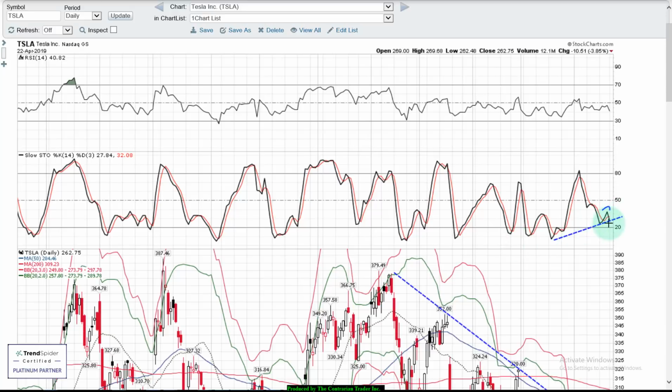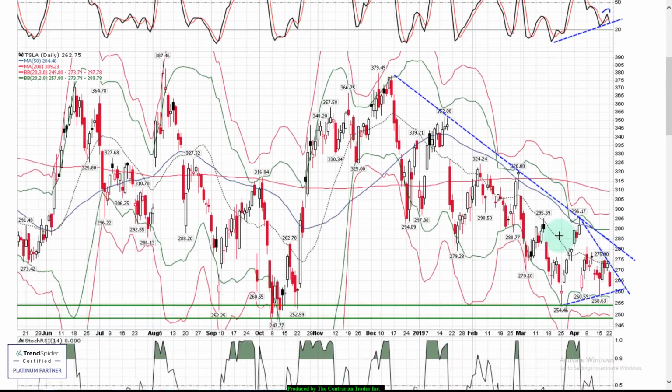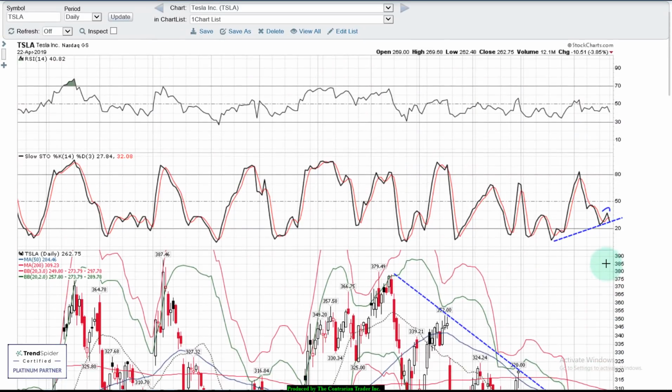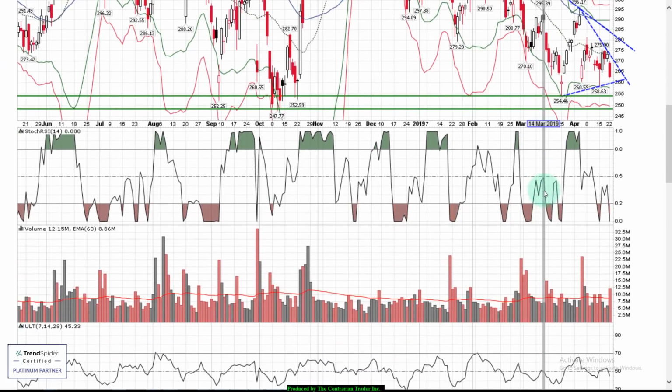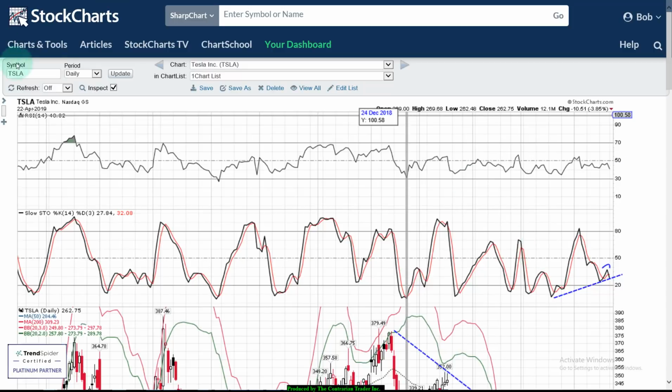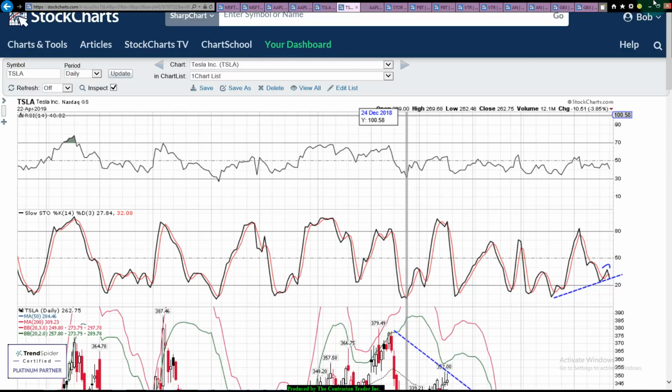However, if we break down below this lower band of support, in all probability, that means that we are breaking down through key support levels on price. RSI, lower highs. Do we have a lower low? Not yet. Volume, very high. Let's go to TrendSpider, see how Tesla is looking.